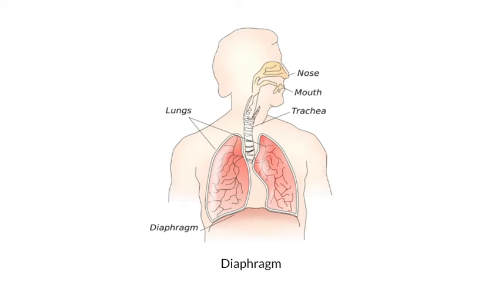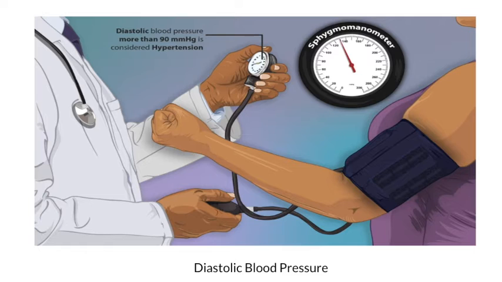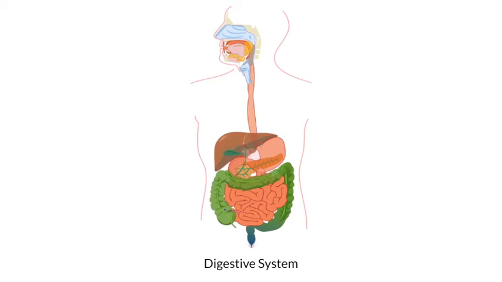Diaphragm. Diaphragm is very important for the respiration process. It is a muscular structure that divides the chest cavity from the abdominal cavity. As we're talking about diastolic blood pressure, this is the pressure in the arteries when the left ventricle is refilling or when the heart is at rest.